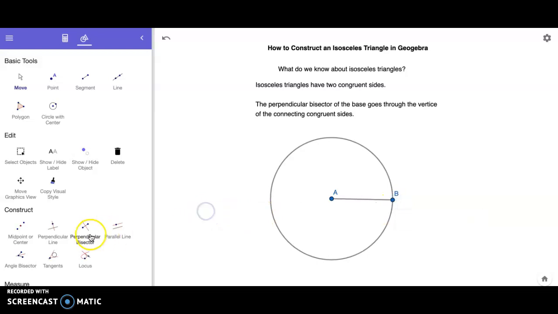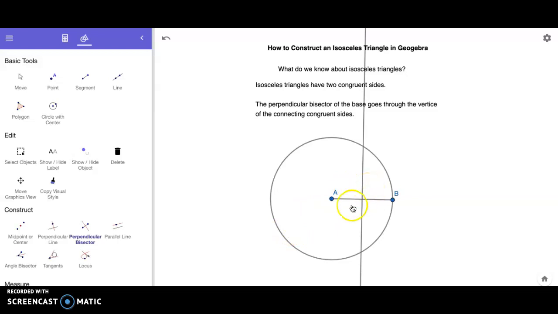So what you would do is come to the perpendicular bisector tool and click it. And so this perpendicular bisector is created. What a perpendicular bisector is, essentially, is that it bisects the segment and then creates 90-degree angles on both sides. So that is a perpendicular bisector.